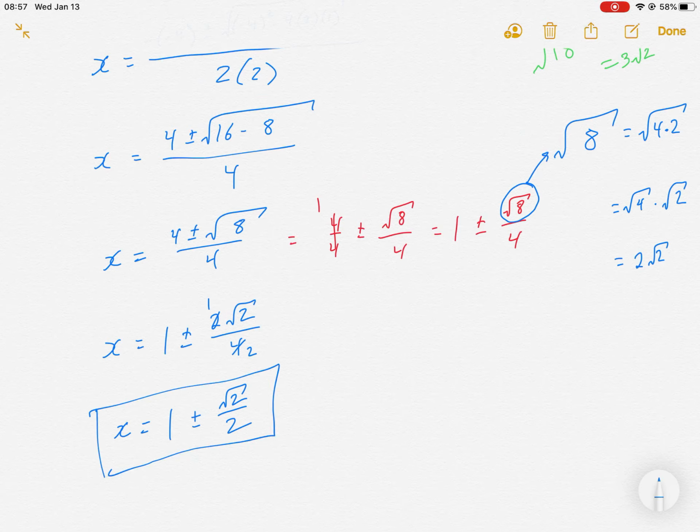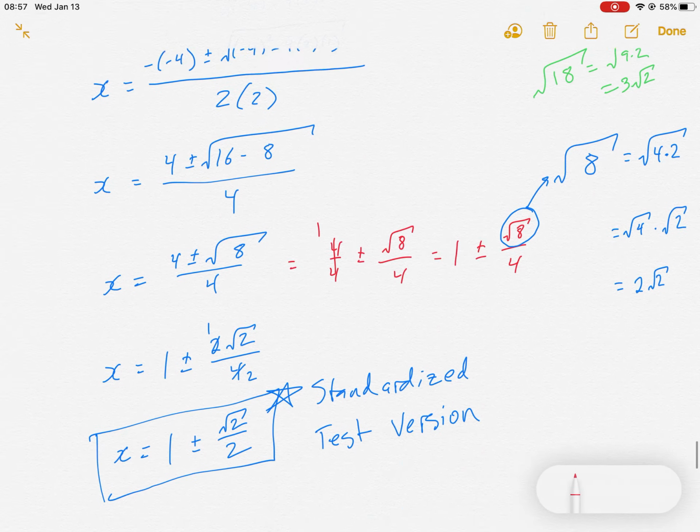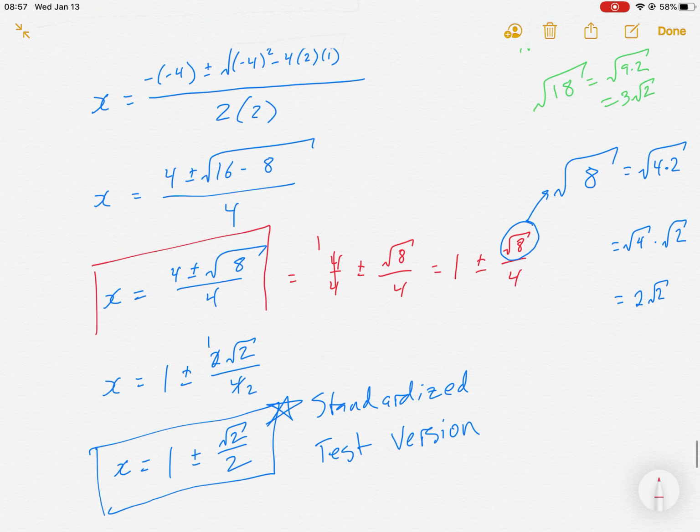All right, so if you're doing a standardized test or something, this is the standardized test version, because this is technically the reduced form of the fraction. So a lot of folks will make you do it this way. However, I'm fine if you do a problem like this. I'm okay if you stop here. And I think Delta Math usually is as well, so you can stop there and call it good.